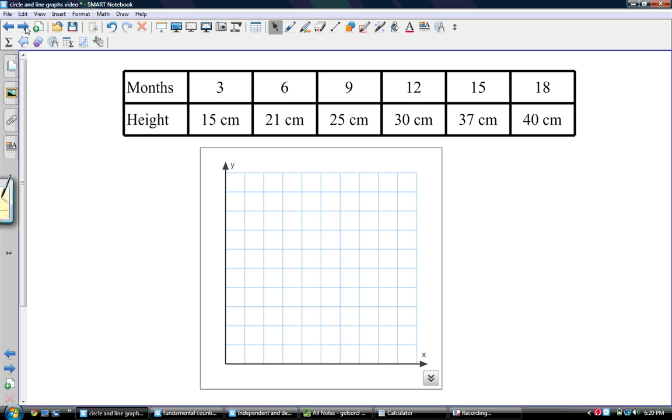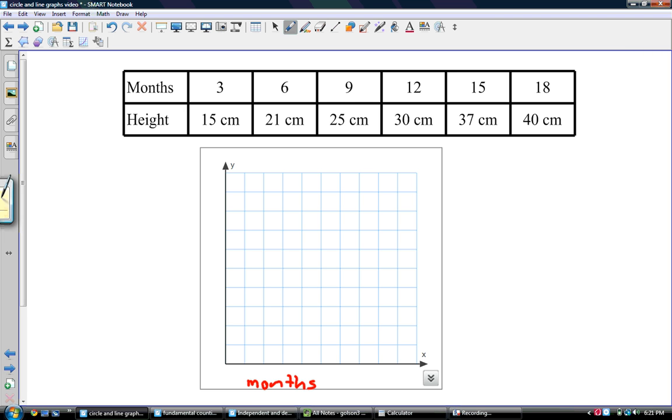So this one is just showing you different heights of, maybe it's a plant that somebody planted and is checking how tall it's growing. And so they check every 3 months to see what the height is, and they recorded this down. And so this is definitely over time, so that means we're going to use a line graph. So when we set this up, we're going to put the months, because that's our input. We're going to put that along the bottom of the graph. So we'll come down here and make sure we label this as months.